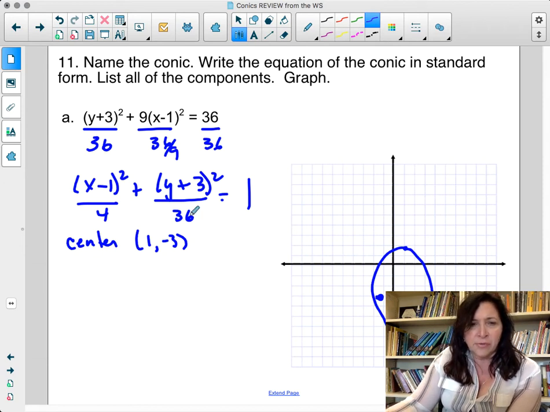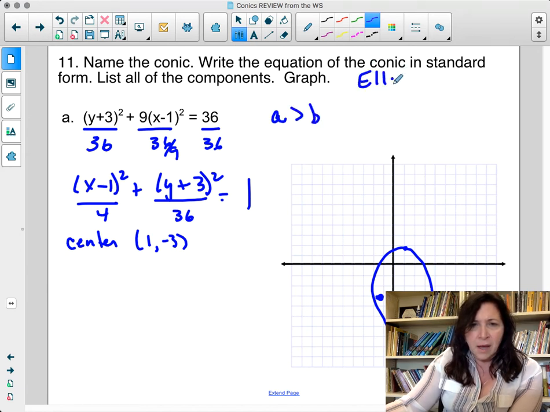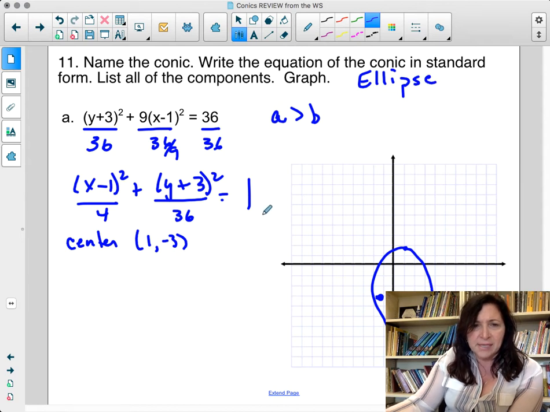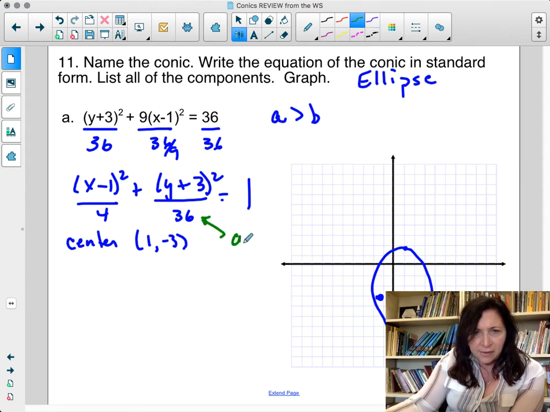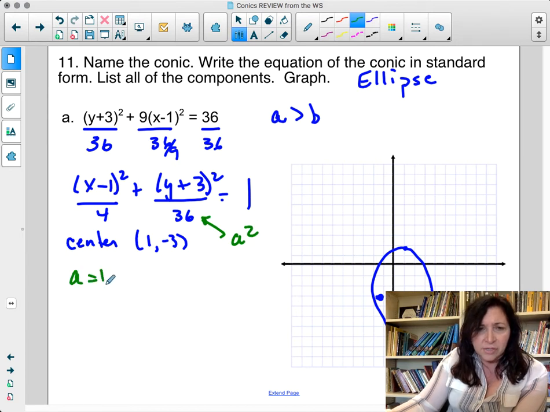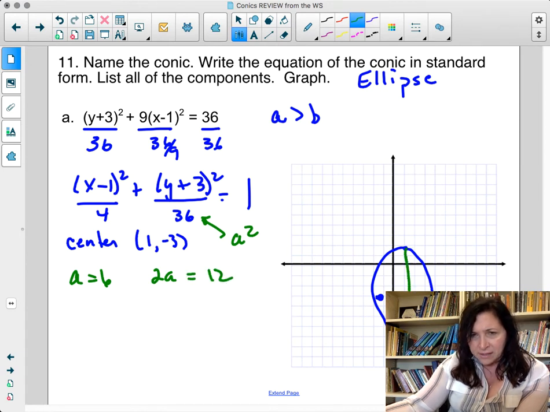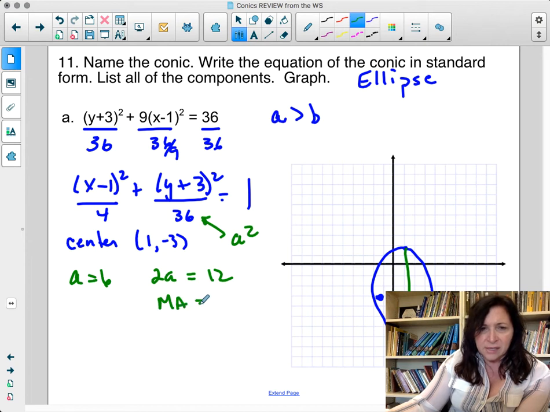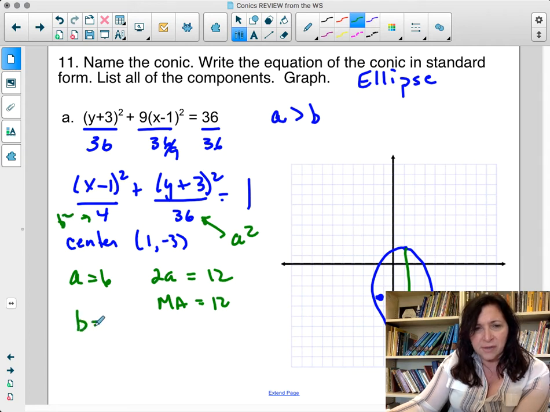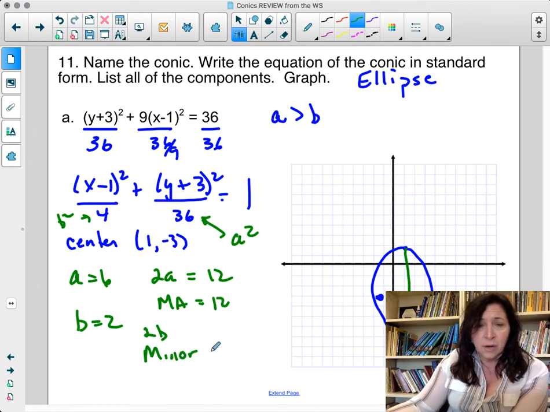Let's see, what else do I need to know? So that means because in an ellipse, A is greater than B, this term right here is my A squared. So that means A is equal to 6. So that means 2A is equal to 12. So that means that the length of my major axis is 12. So you would write the major axis is equal to 12. And then that means this value is B squared. So that means B is equal to 2. So 2B, which is my minor axis, is equal to 2 times 2, and so let's see here, 2 plus 2 is 4.